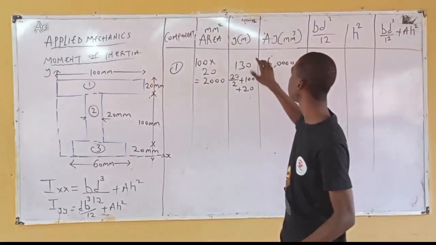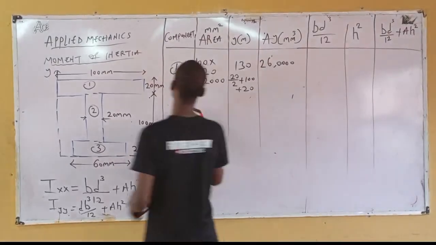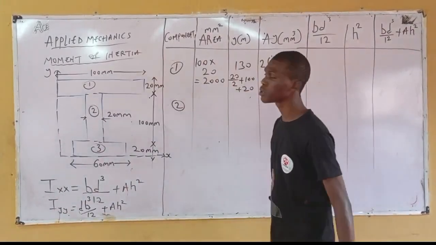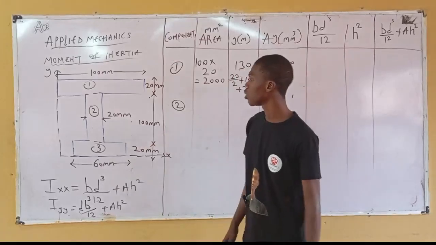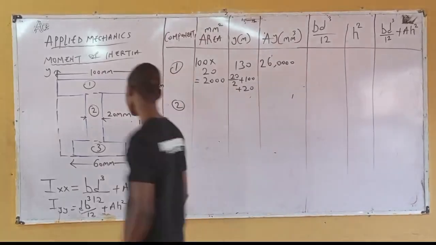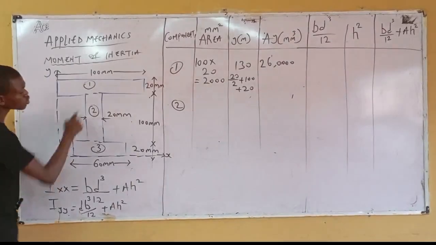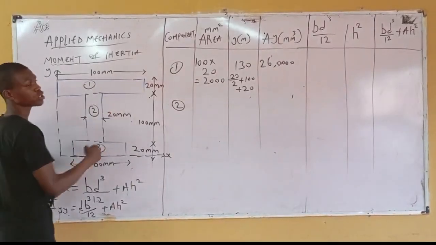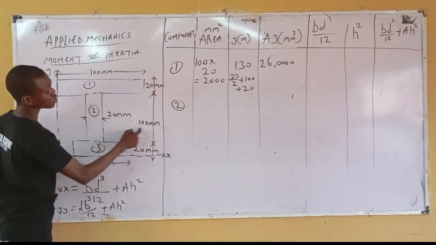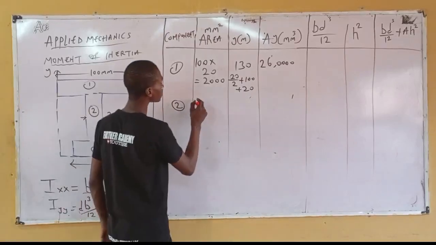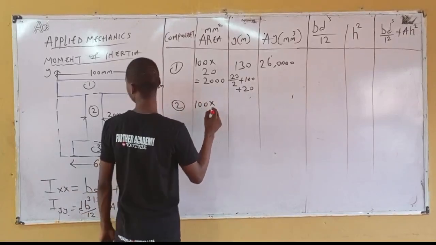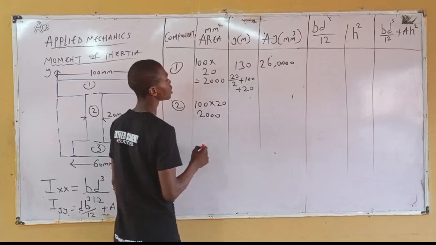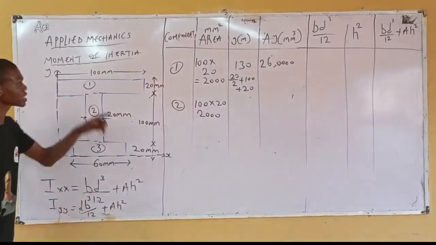Now, solving for the next one, component 2. What's the area of component 2? Identify your component 2 here. What's the length? What's the breadth? Meaning, from here to here is 20, the width is 20, then the height is 100. Meaning 100 times 20, and this is 2000. Now get the centroid as well using the same idea.